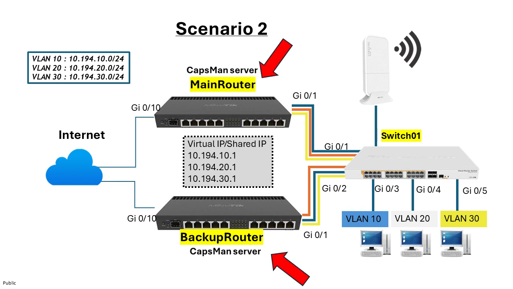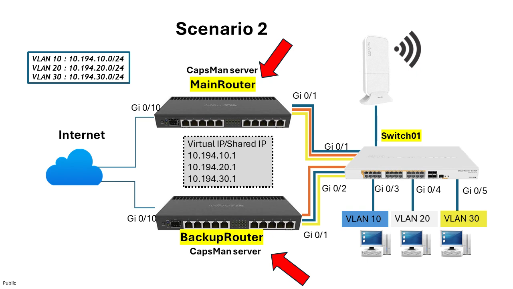In Scenario 2, we configure both of our VRRP routers to also act as CapsMan servers. This allows for a more integrated setup, but it requires more coordination. Here's what to keep in mind. In this setup, the caps connect to the VRRP virtual IP address rather than the routers. This allows caps to automatically switch between CapsMan servers if one router fails.